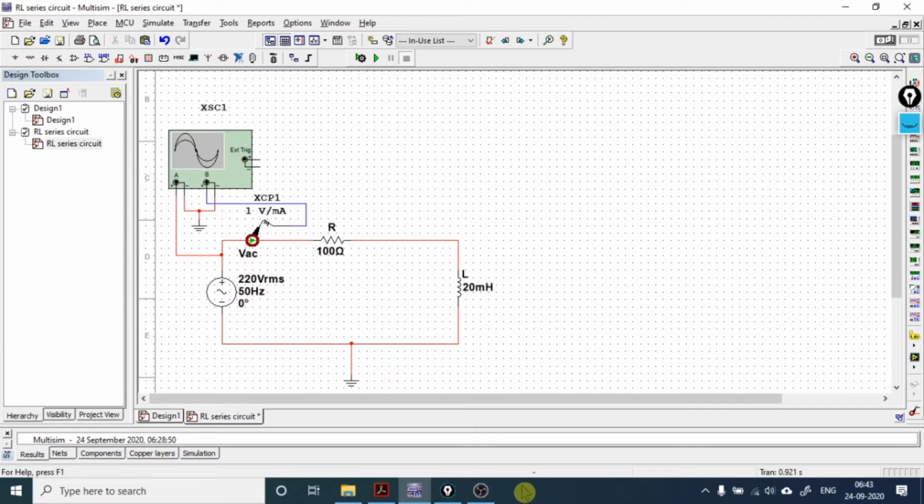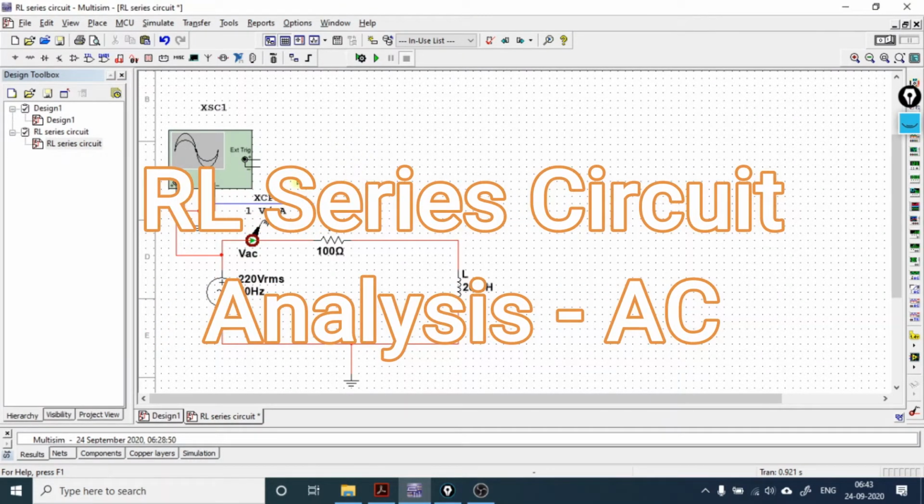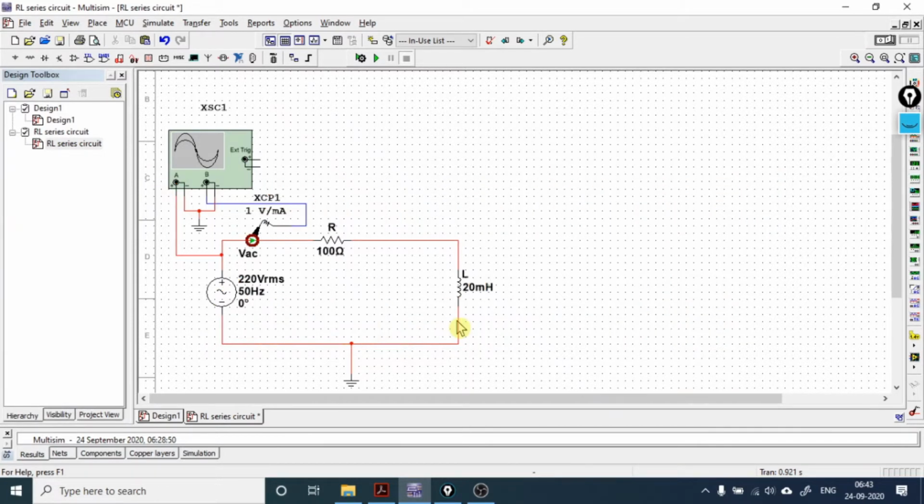In this session, we are going to analyze RL circuit. In one of the previous sessions, we have prepared this RL series circuit.